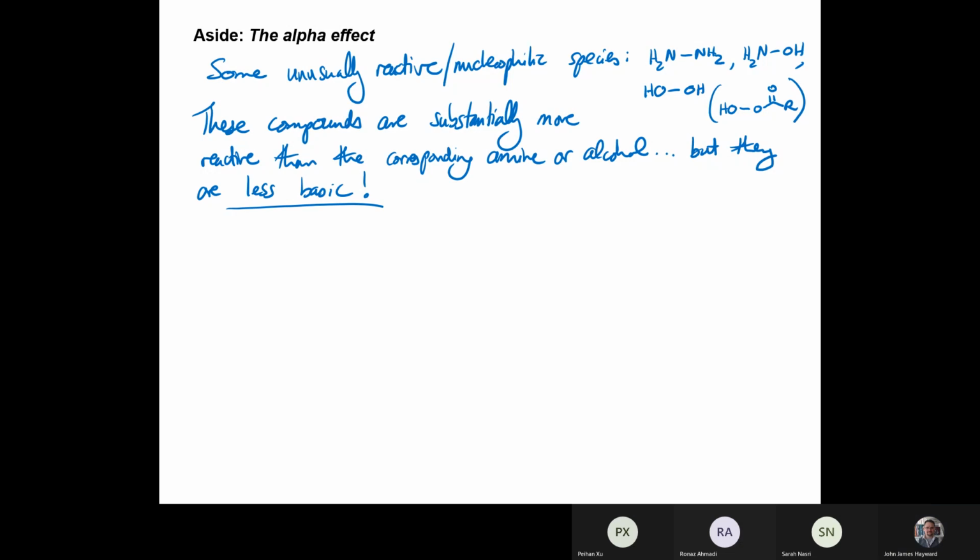So, if you consider ammonia, the NH3 plus H plus goes to NH4 plus. Well, the pKa H of this process, which is actually the reverse, is 9.25. Consider hydrazine.